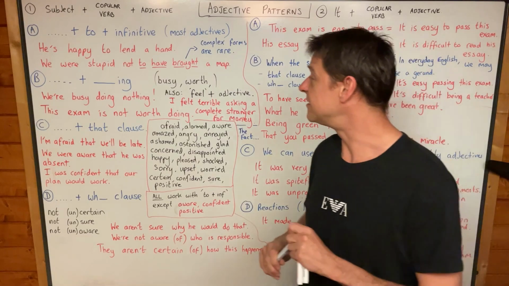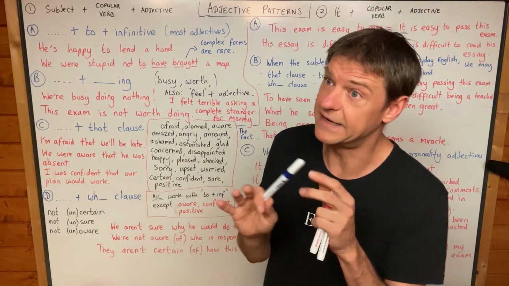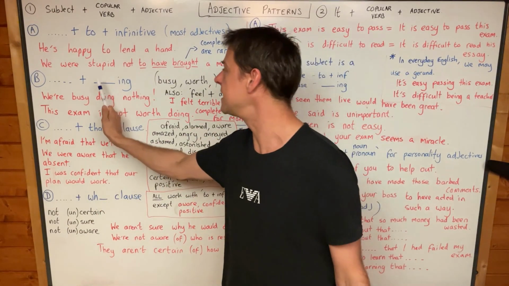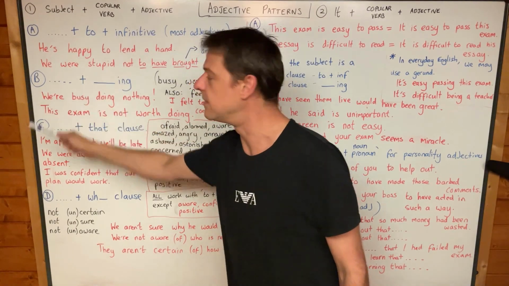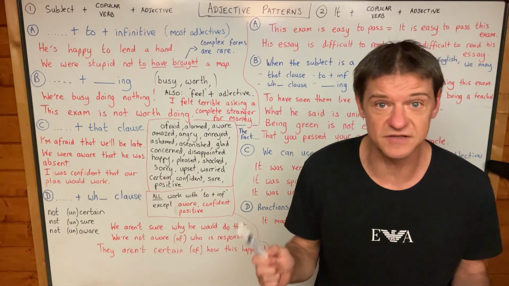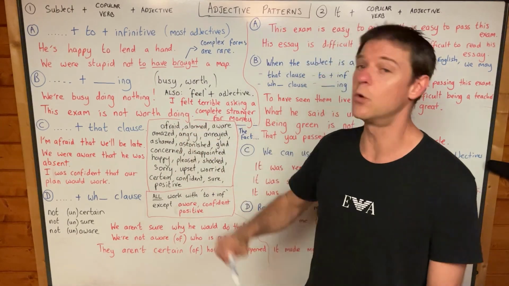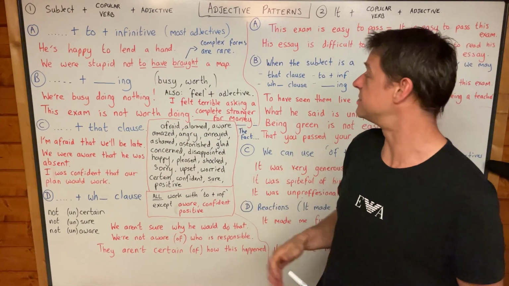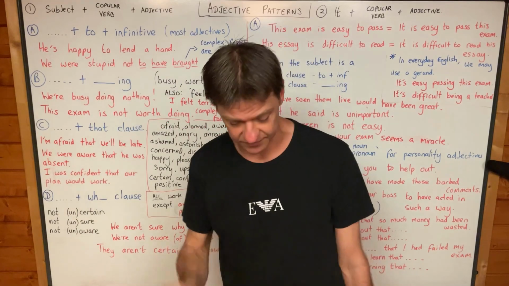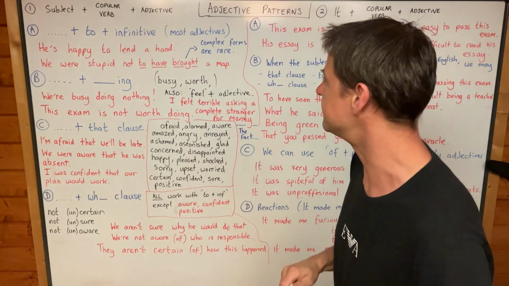For example, in a limited number of cases, you will see a gerund, an -ing form, after an adjective. In fact, after some adjectives, busy, worth, you need a gerund form. You mustn't use a to-infinitive. And so that's why we're doing this today.